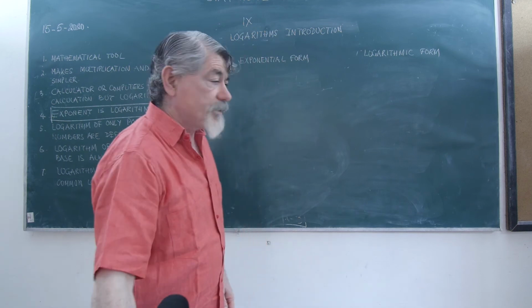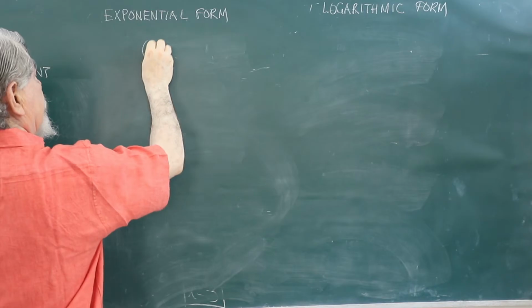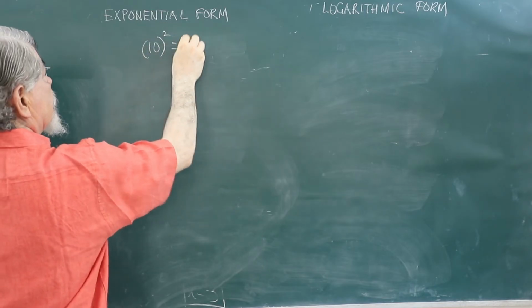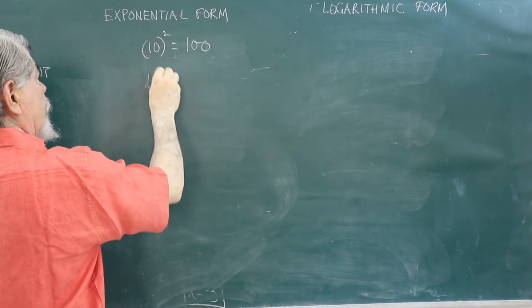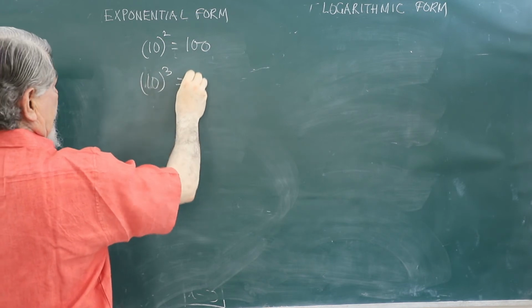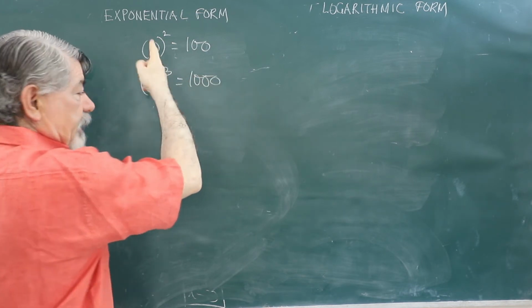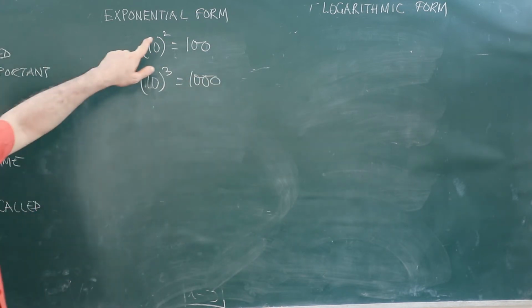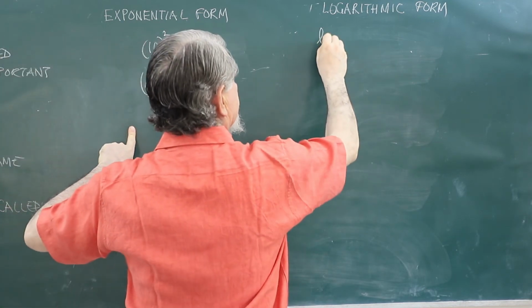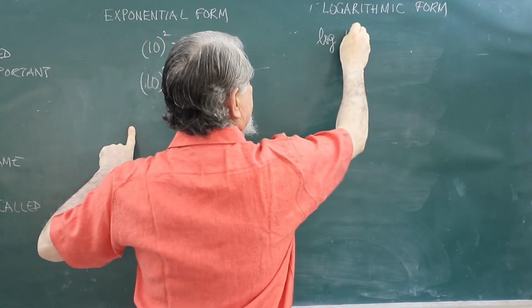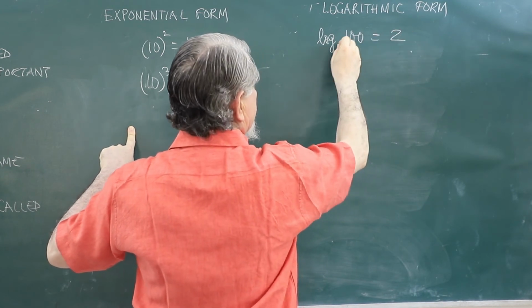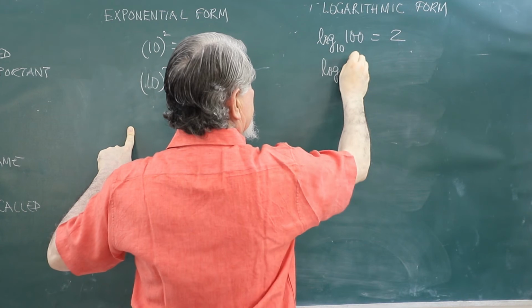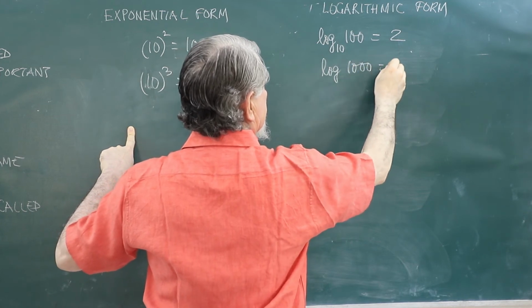Just remember tens. 10 to the power 2, everyone knows, is 100. And 10 to the power 3 is 1000. You can keep taking the multiples of 10. Log of 100 is always 2, always 2 to the base 10. Log of 1000 is always 3.